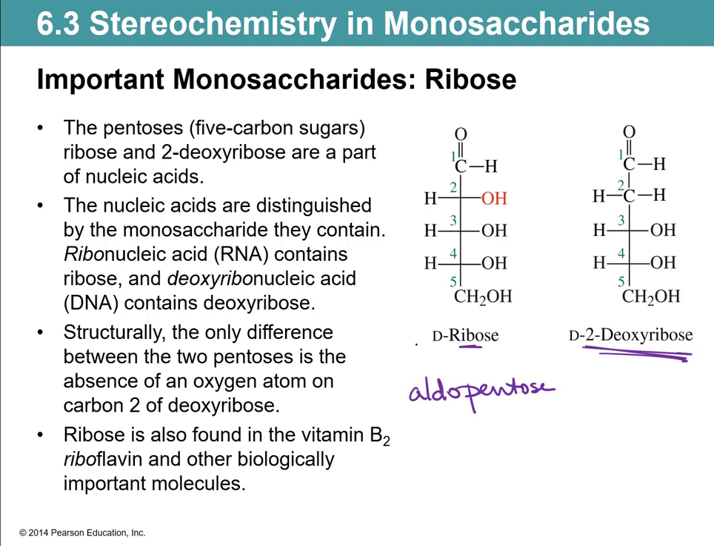So is there only one difference between these two? Deoxyribose is missing a... Instead of an OH, it just has an H. So it's missing an oxygen. It's been deoxied. D is like removed. It's got one less oxygen than what ribose has. So that's how its name came about. So this is the sugar you find in DNA. This is the sugar that you find in RNA.